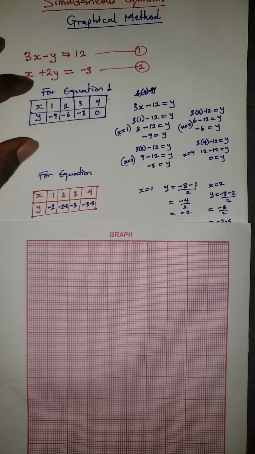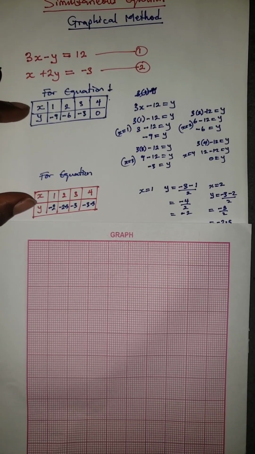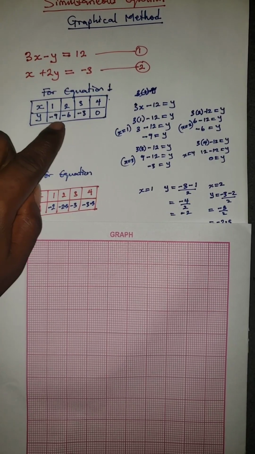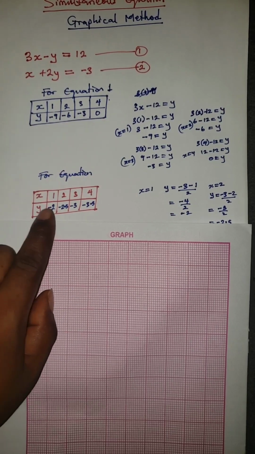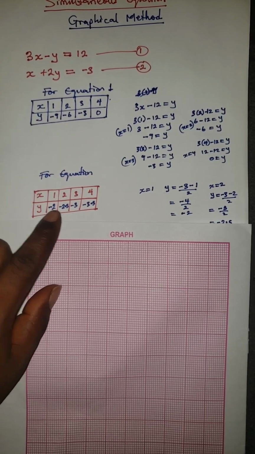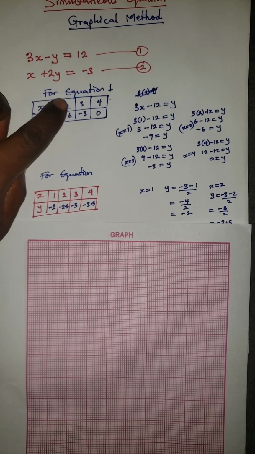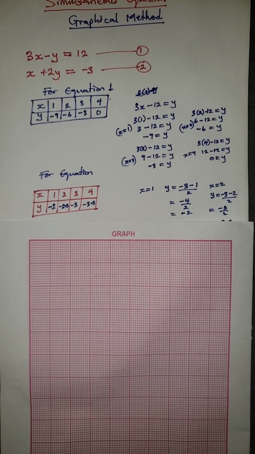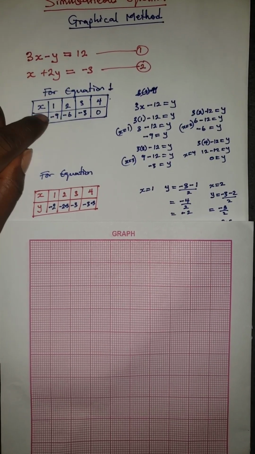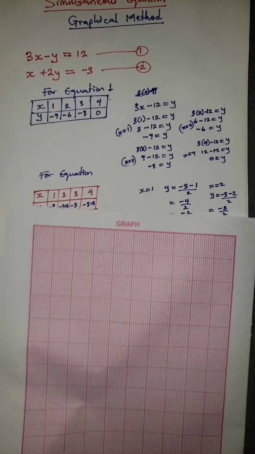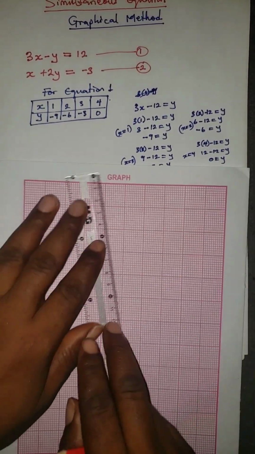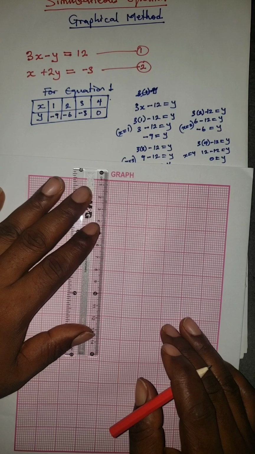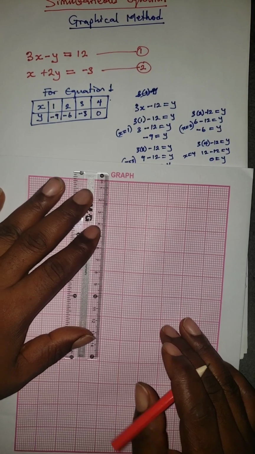So if you look at the nature of the values that we have in our two tables, you will notice that y does not have any positive value, both in equation 1 and equation 2, for x equals 1, 2, 3, and 4. So we are going to bring our graph a little bit up to accommodate up to -9. So let's see how that goes. So let's first of all draw our x-axis. Okay, draw our y-axis first.